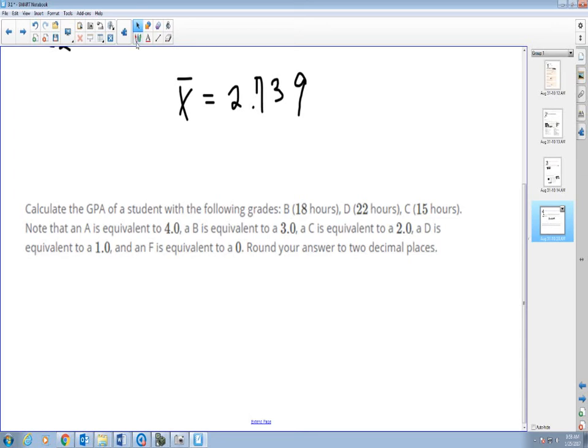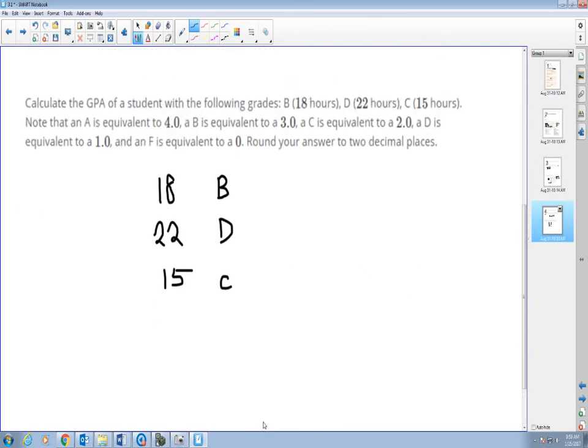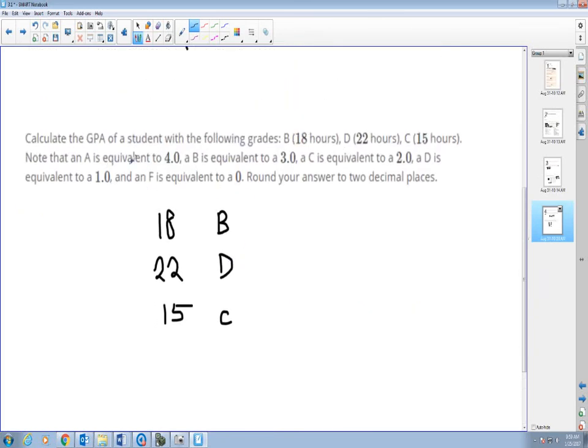So basically the way it goes is the following grades. I have 18 hours where I earned a B. 22 hours, okay, I got a D in it. C has 15 credit hours. Okay, B, D, and C. That's all I made. And the equivalencies are the following. B is a 3.0, D is 1, C is a 2.0. So this is basically grouped data.